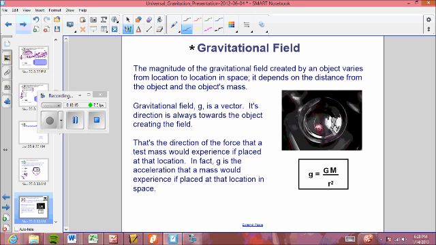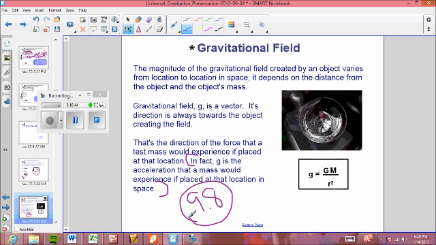The magnitude of the gravitational field created by an object varies from location to location in space. It depends on the distance from the object and the object's mass. Gravitational field g is a vector. Its direction is always towards the object creating the field. That's the direction of the force that a test mass would experience if placed at that location. In fact, g is the acceleration that a mass would experience if placed at that location in space. Remember, little g for Earth is 9.8. So now this is just describing kind of what that g is.